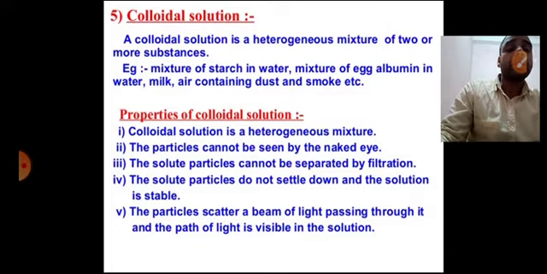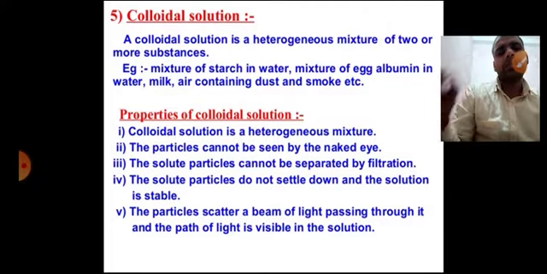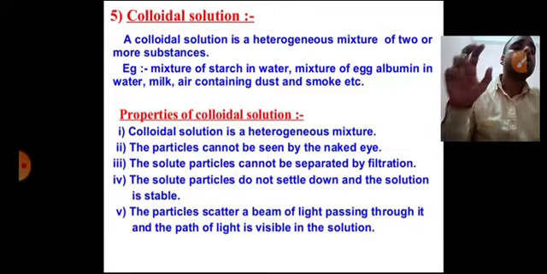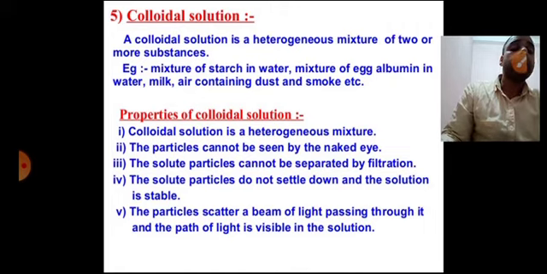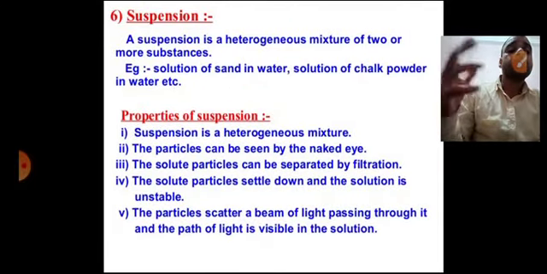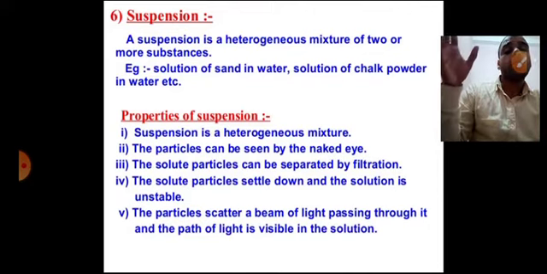The particles scatter a beam of light passing through it. The particle size is slightly big, and because of that, the particles can scatter a beam of light passing through, and you can see that path. So whenever we pass a beam of light through colloidal particles, it will scatter and make the path visible.